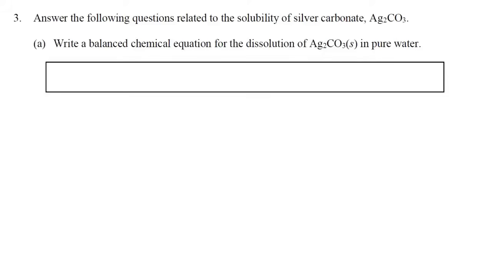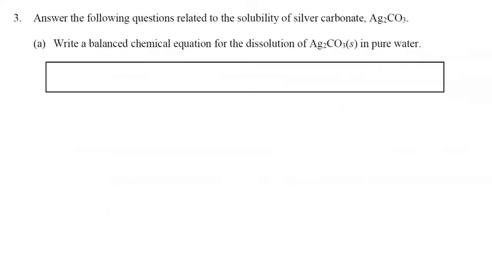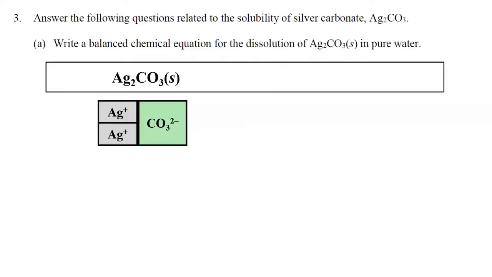Answer the following questions related to the solubility of silver carbonate, Ag2CO3. Part A, write a balanced chemical equation for the dissolution of silver carbonate in pure water. So it's going to be the solid compound on the left of the arrow. Remember that the charge on the silver ion is +1, and that makes the charge on the carbonate ion -2, because there are two silvers that are each worth +1, so the charge on carbonate has to balance the charge on two silver ions. So on the left of the equation, we have the solid silver carbonate compound, and on the right, we have the aqueous ions.